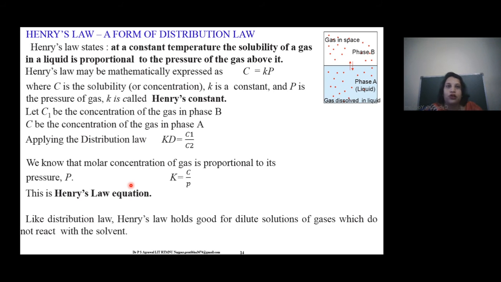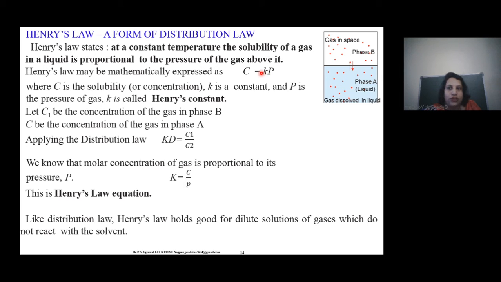Now Henry's law, we'll see it is also a form of distribution law. How? Henry's law states that at constant temperature, solubility is proportional to the pressure. Mathematically, at constant temperature, this solubility, meaning its concentration, is proportional to the pressure.